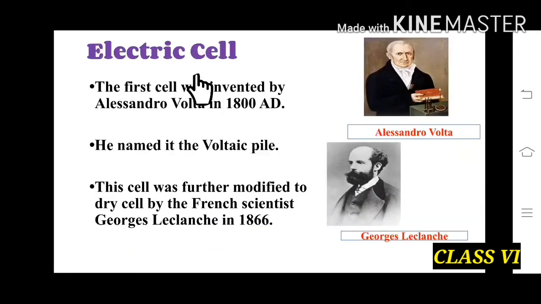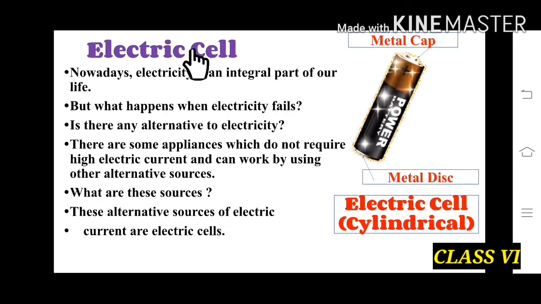Children, now I am going to explain to you about the electric cell. The first cell was invented by Alessandro Volta in 1800 AD, and he named it the Voltaic pile. And this cell was further modified to the dry cell by the French scientist Georges Leclanché in 1866. Nowadays electricity is an integral part of our life.